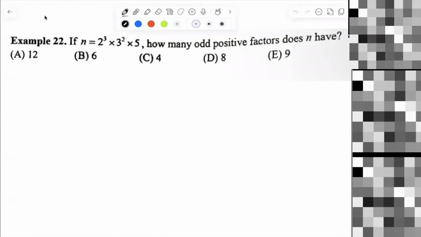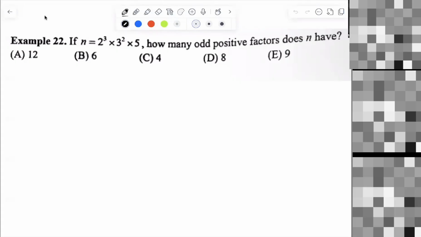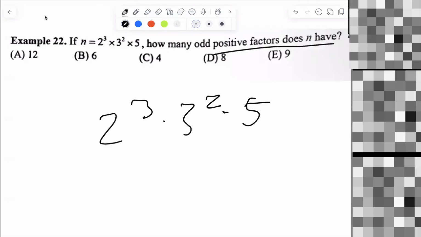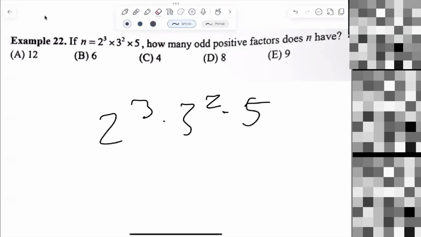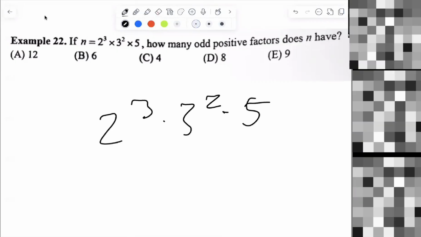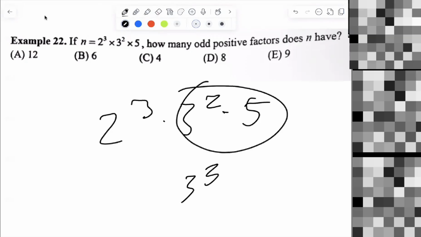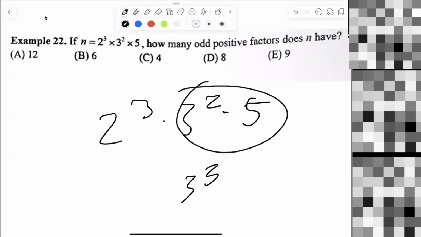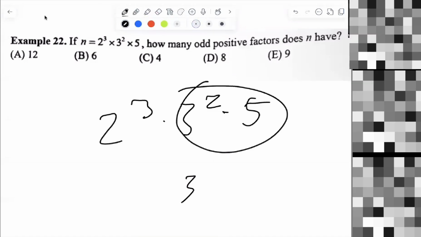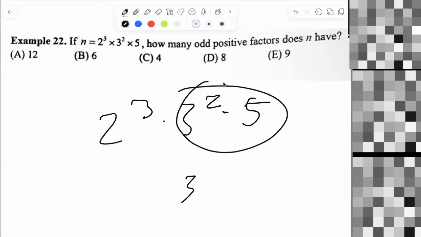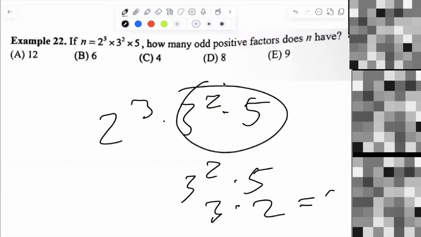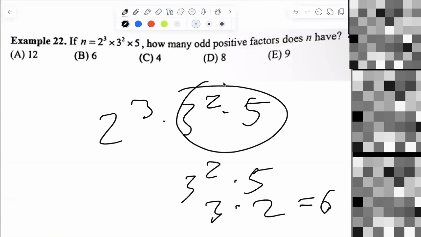Alright, let's get started with this question. From here, notice that we have 2 cubed times 3 squared times 5, and we want the positive factors in half. Well, notice that we will only care about the 3 squared, which has a total of 3 possible ways to happen: 3 to the first, 3 to the 0, and 3 squared. Times 5, this just becomes 3 times 2, or 6 possible ways. So there are 6 factors.